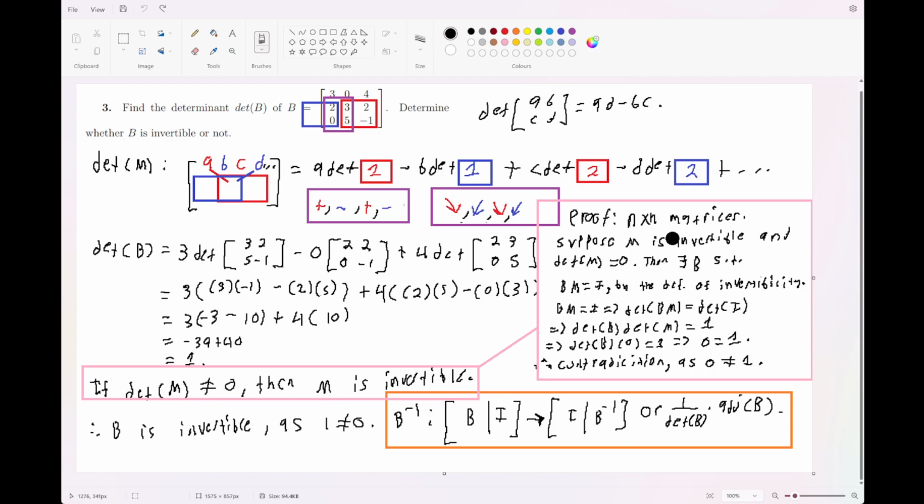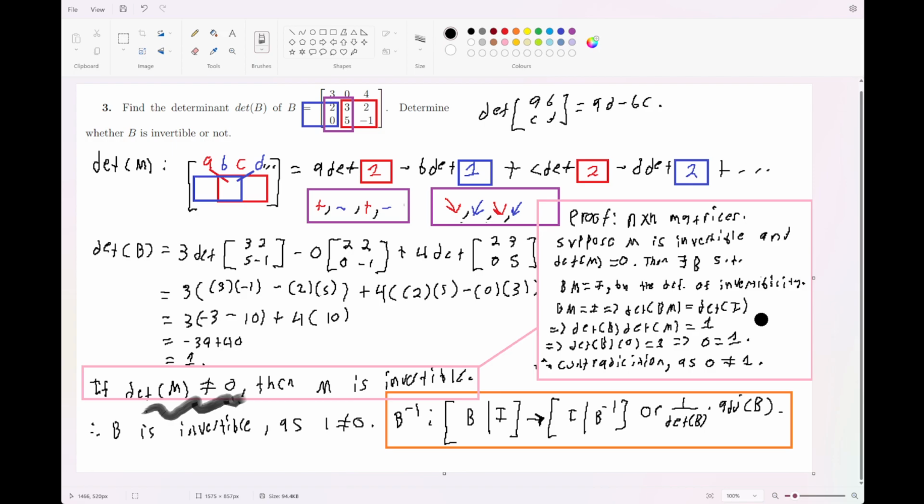Right, so we have some n times n matrices. Suppose M is invertible and determinant M is equal to 0, or we're going to show this. There exists a matrix B such that B times M is equal to the identity matrix, and this is by the definition of invertibility. So then we have BM equals the identity matrix, which implies that the determinant of B times M equals the determinant of I, right? Because we can take the determinant of both sides, this is equivalent, which implies the determinant of B times the determinant of M.